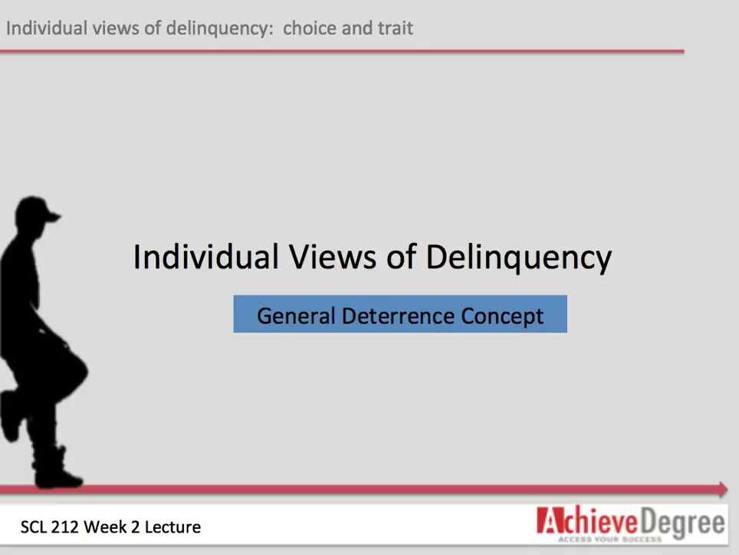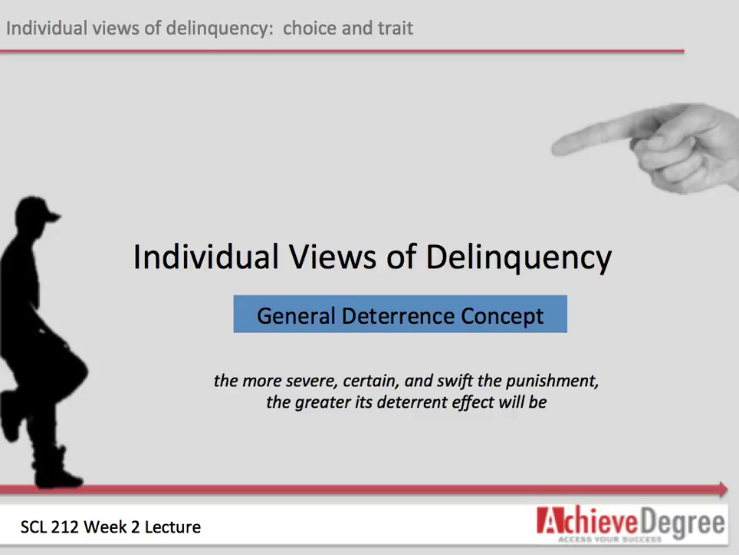The general deterrence concept holds that the choice to commit delinquent acts is structured by the threat of punishment. One of the guiding principles of deterrence theory is that the more severe, certain, and swift the punishment, the greater its deterrent effect will be. Deterrence strategies are based on the idea of a rational, calculating offender.